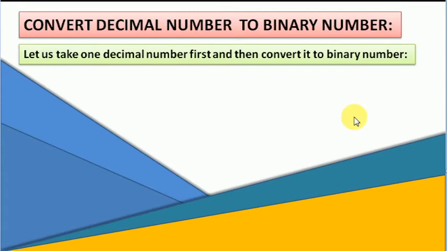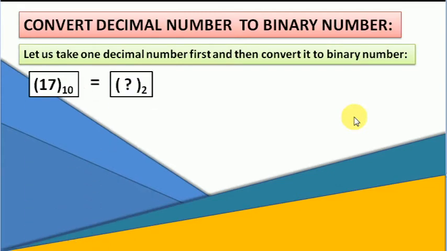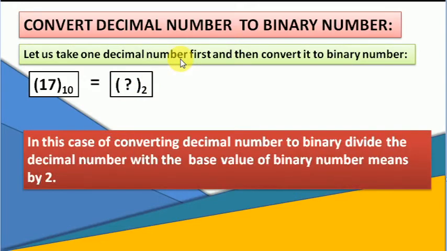For that, I'm going to take one example. Here is the number. I'm using 17. Here it is 10, which means it's a decimal number, and I need to convert it to a binary number. The answer is not given, so there is a question mark. We have to solve it. Now, how are we going to solve it? In case of converting a decimal number to binary, you have to divide the decimal number by the base value of binary, which is 2. We divide this 17 by it, and we will get the answer.